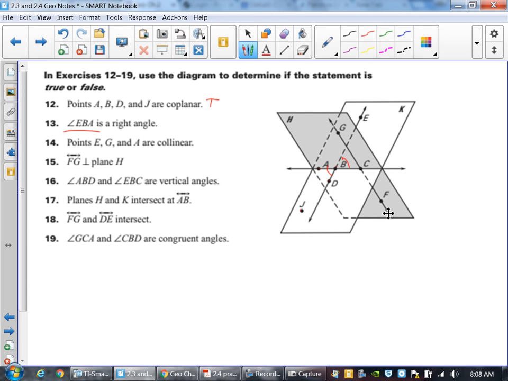What are those called then? Two lines that don't intersect that are not in the same plane. Starts with an S. Skew. They're called skew lines. We had that definition last chapter.